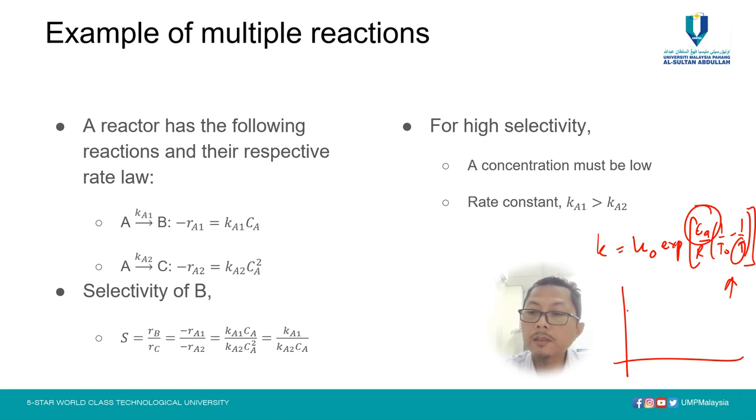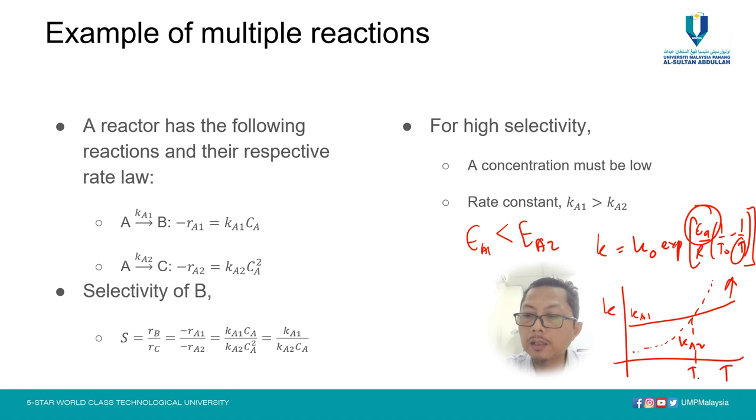So if we plot a graph, let's say EA1 is lower than EA2, the activation energy for the first reaction is lower than the activation energy of the second reaction. When we calculate k versus T, it will be like this. So the first reaction is not very sensitive to the temperature. So this is k1, and this is k2, and this is the offset, where k1 per k2 equals 1.